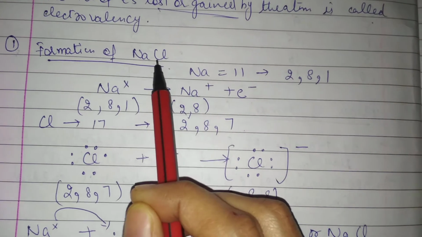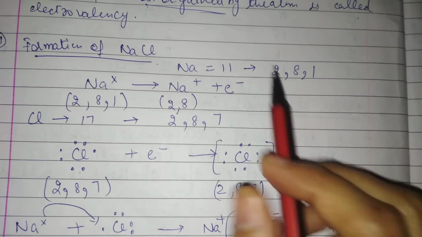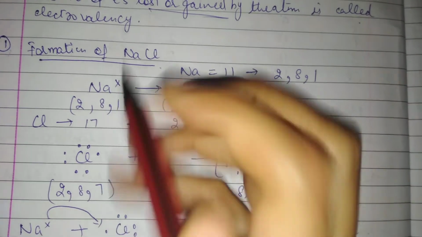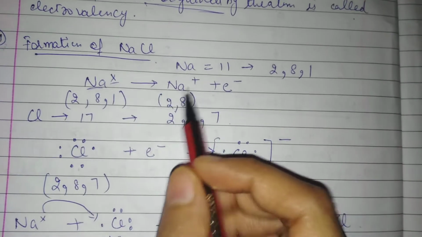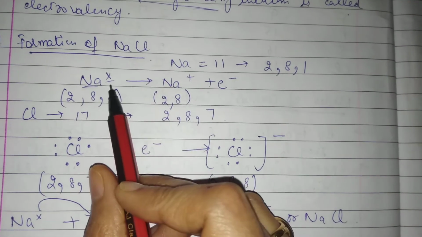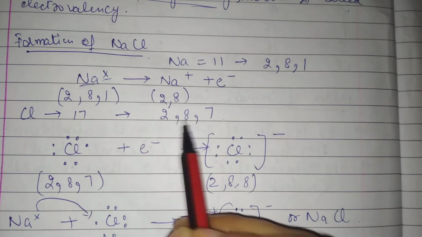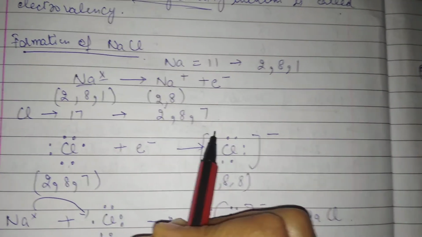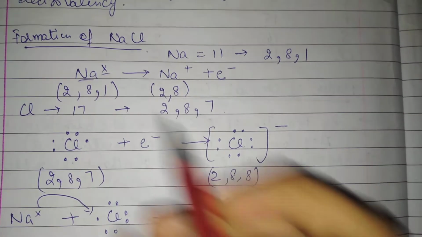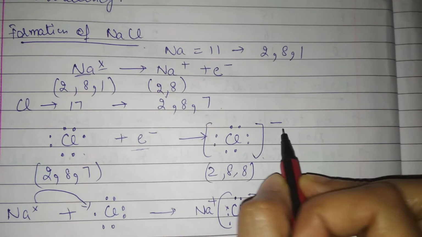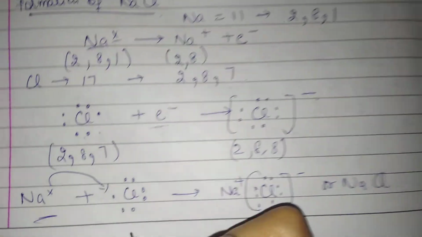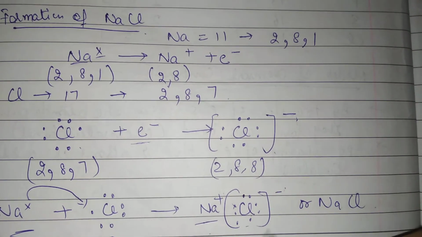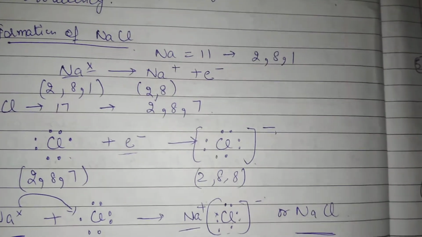First is the formation of sodium chloride. Sodium has 11 electrons and in the outermost shell only 1 electron is present. Its configuration is 2, 8, 1. Na symbol you already know. Na+ plus 1 electron. Sodium can lose 1 electron, and chlorine is 17: 2, 8, 7. Now chlorine has a tendency to gain 1 electron to complete its octet. Chlorine gains 1 electron and forms a negatively charged ion. So sodium gains the positive charge and chlorine gains the negative charge, and they combine to form sodium chloride.